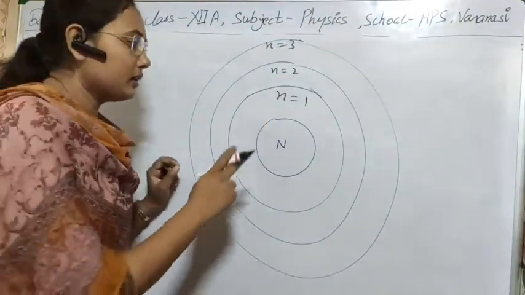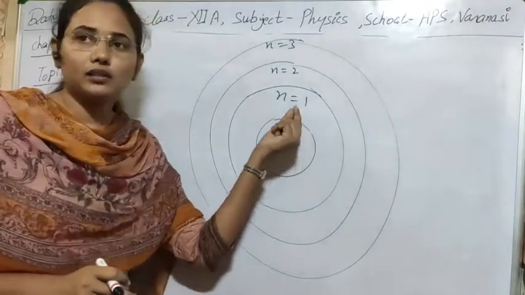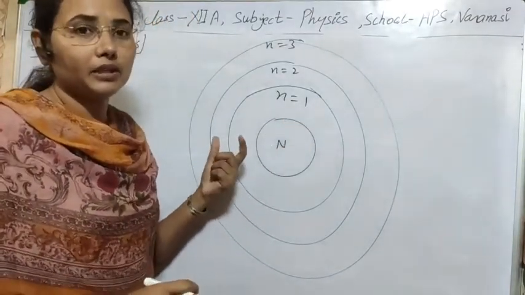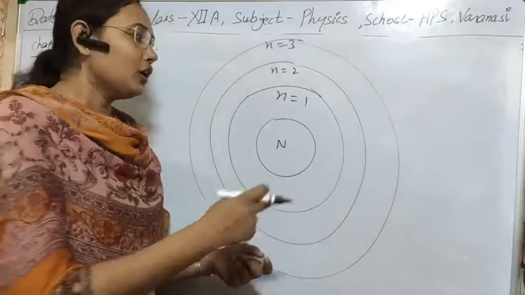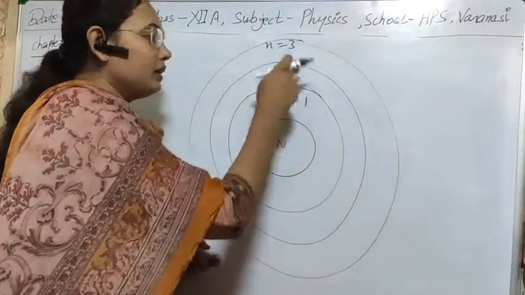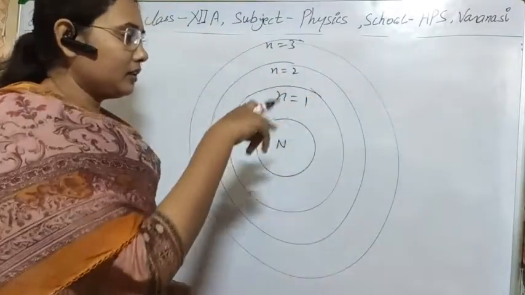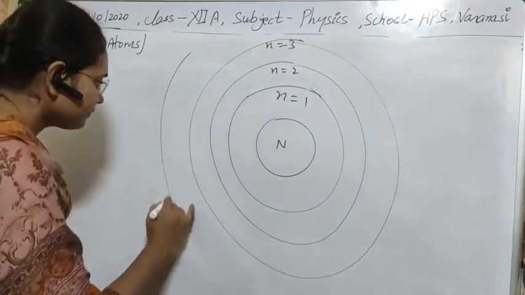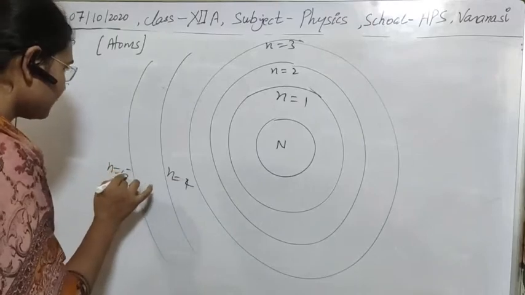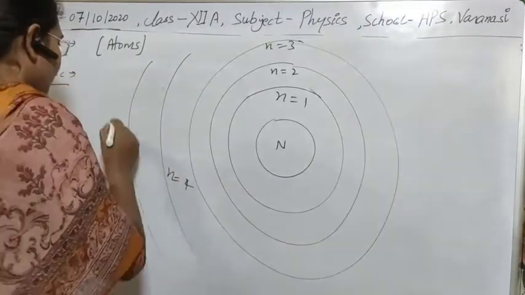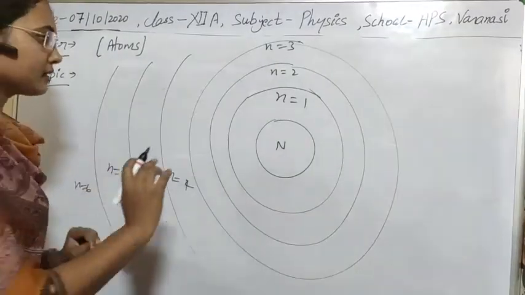An electron revolves only in those circular orbits for which the angular momentum is an integral multiple of h upon 2 pi, and those integers will be 1, 2, 3. It means the electron can revolve in this orbit, this orbit, and this orbit, and I will tell you about other orbits later. Suppose this is n equal to 4, this is n equal to 5. Actually I do not have space, that's why I am only drawing this. And we can also assume n equal to 6. Okay, I think this is clear.